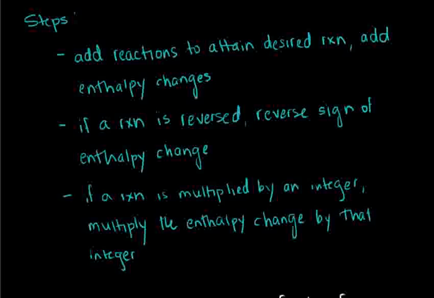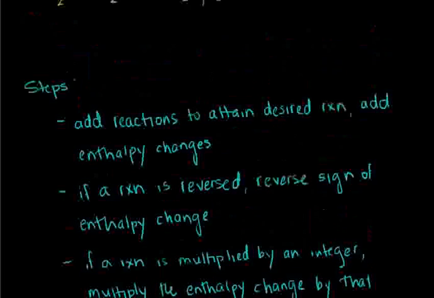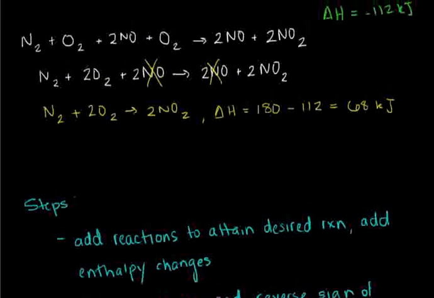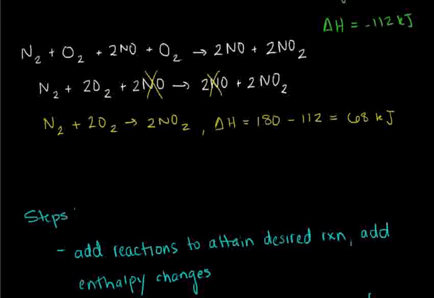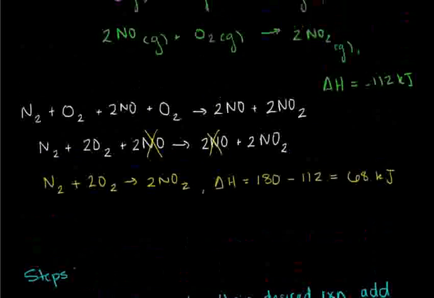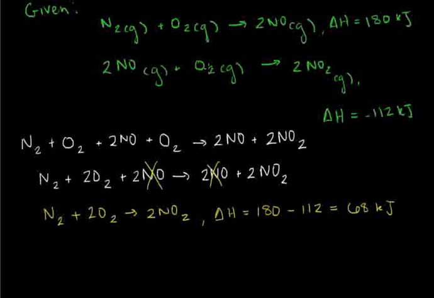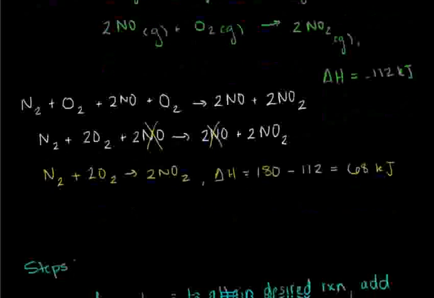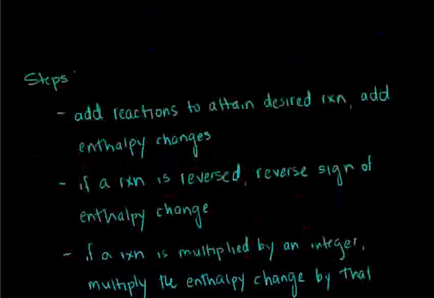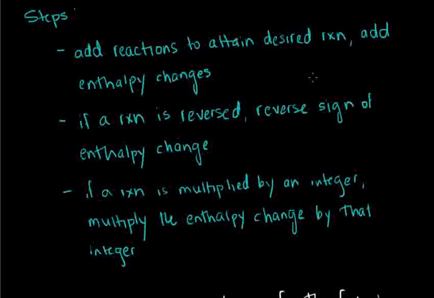So the first thing you're going to do is take a look at the reactions that you're given, and add them together in some fashion to find your net reaction. So here we just added the reactants together, added the products together, and we formed our net reaction. Sometimes we're going to want to flip reactions.